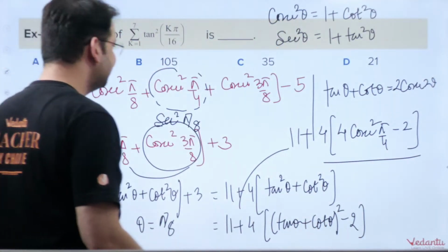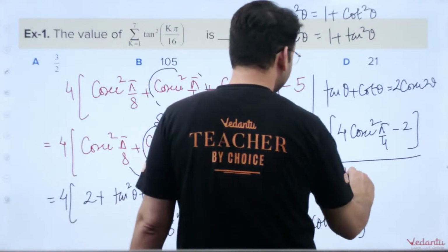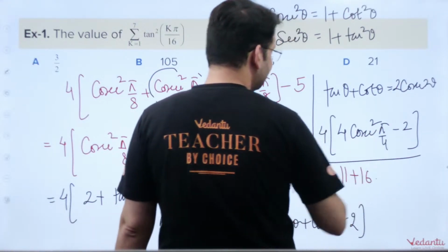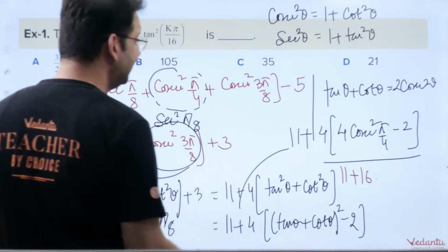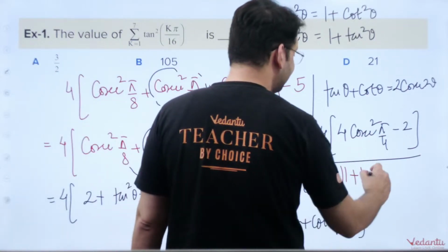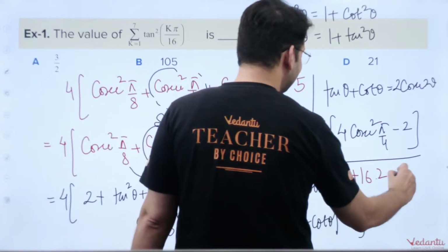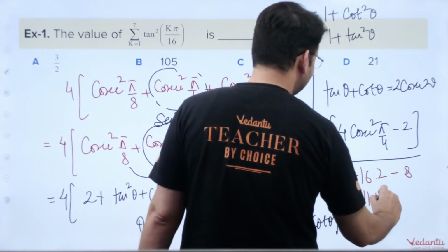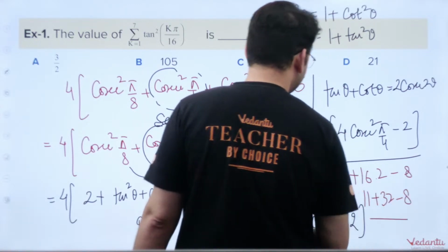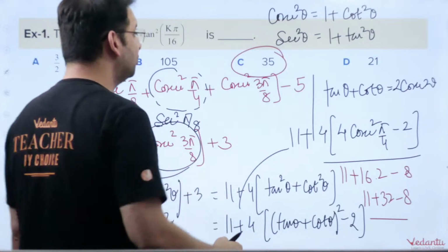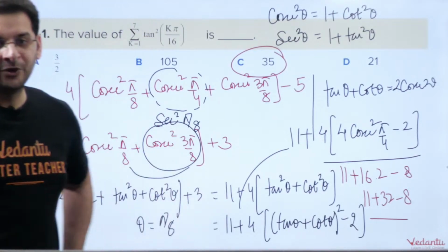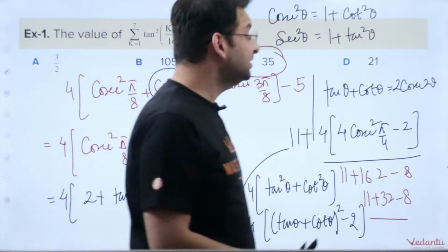So let us try to find the final answer. It is going to be 11 plus 16 times cosecant square pi by 4, which is 2, minus 8. So 11 plus 32 minus 8 is 35. 35, that is option C, is going to be the correct answer. I hope this is clear. Right, so this was a good question, guys.